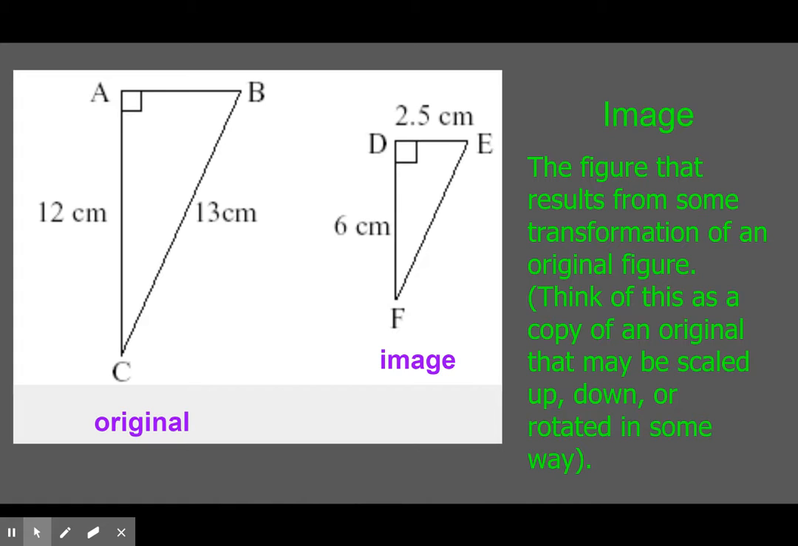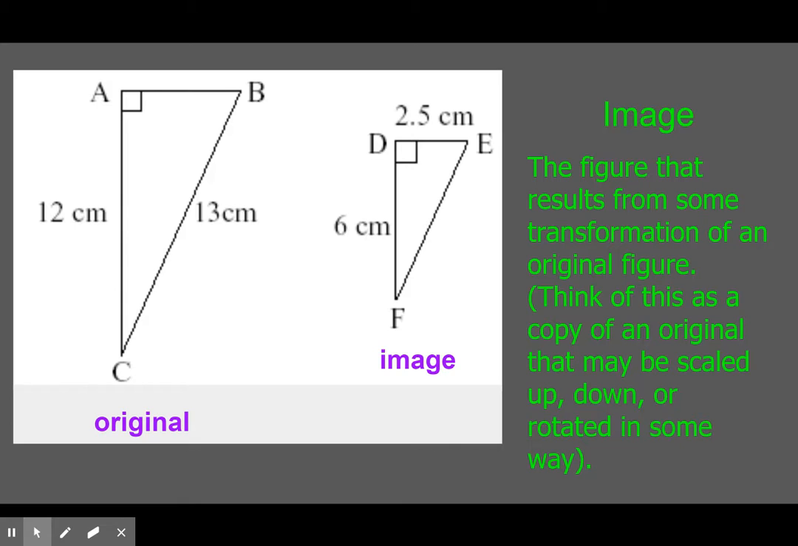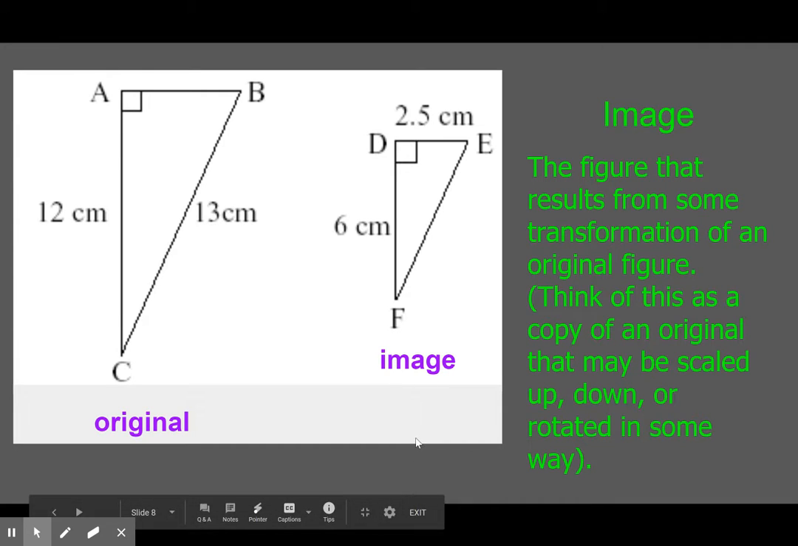And then over here we have our original figure on the left side, figure 1. And then we have our second figure on the right side, figure 2. And so it's the original that we start with, and then the image that we go to. So the figure that results from some transformation of an original image is going to be the copy or the image. Could be rotated, could be scaled up or down.